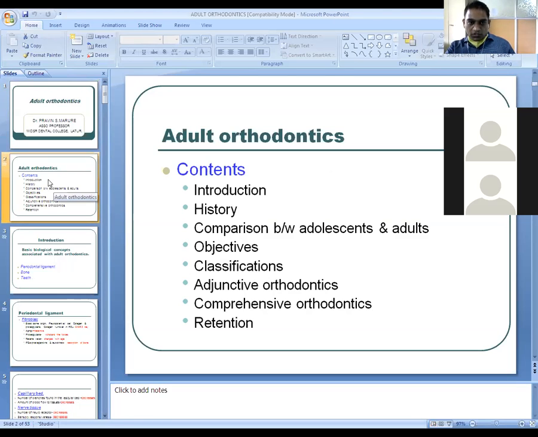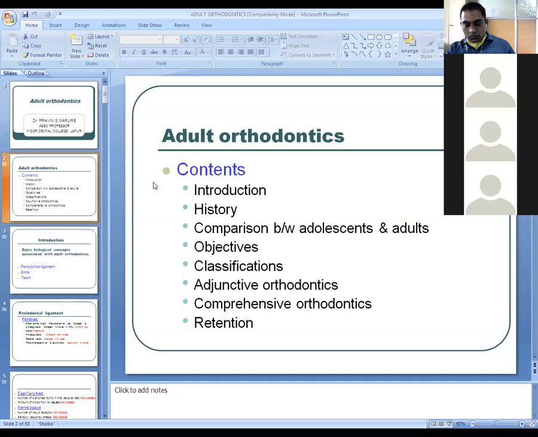As you all know, what is adult orthodontics? Adult orthodontics is the correction of malocclusion which is done in adults. Adults means, as you know, there will not be any growth remaining. There is some growth, which means the patient is in the age group after 40 years.